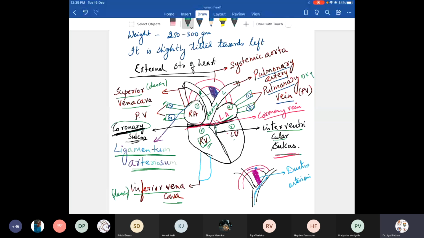Everybody, just imagine. First, you are going to look into the diagram when I'm saying. You need to imagine 4 chambers.